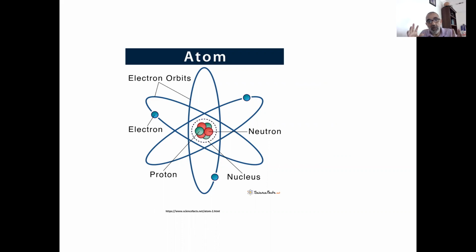So atoms are essentially so much empty space with a very, very small nucleus surrounded by a shell of electrons orbiting at relatively very far away distances. And that nucleus is made up of protons and neutrons. And so this is what we remember from our high school education, grade school education, what have you.